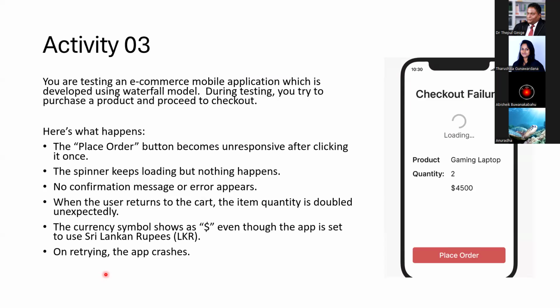Right, so this is an activity. What you have to do is, I have given a small scenario. Let's say that you are testing an e-commerce mobile application which is developed using the waterfall model. During testing, you try to purchase a product and proceed to checkout. What happened here was the place order button becomes unresponsive after clicking it once. This particular button. And then the spinner keeps loading, but nothing happens.